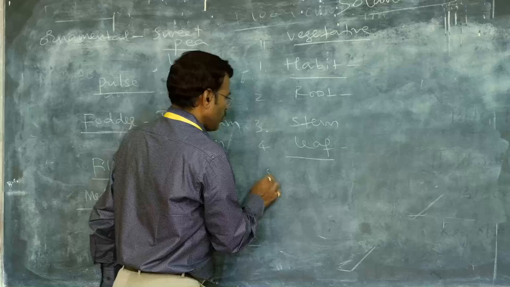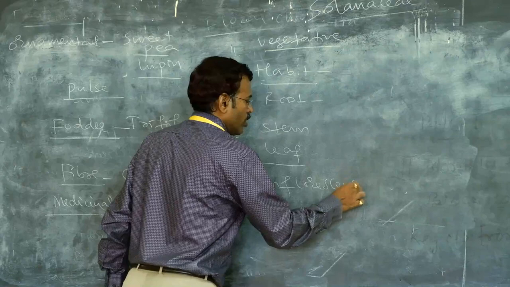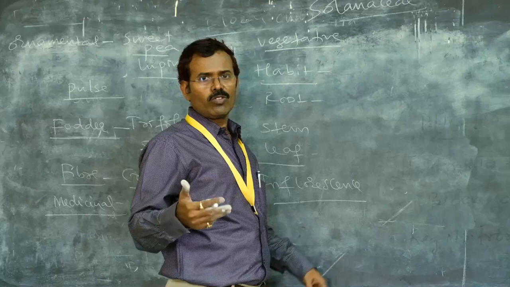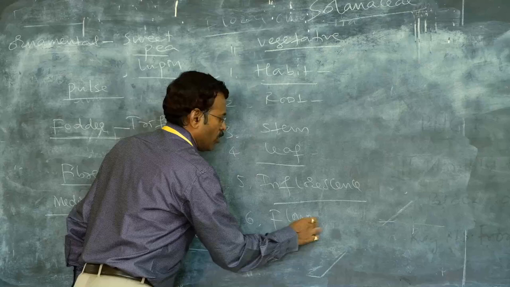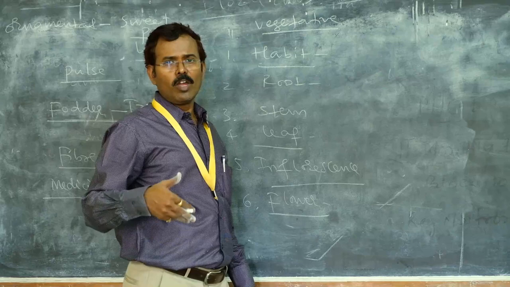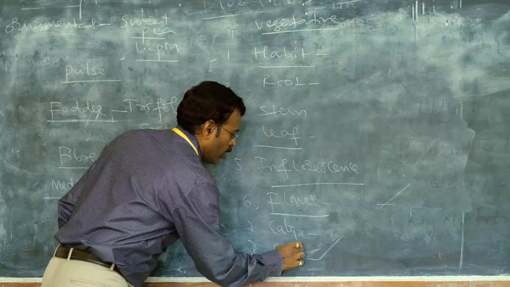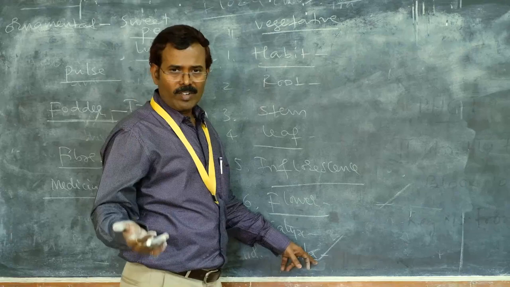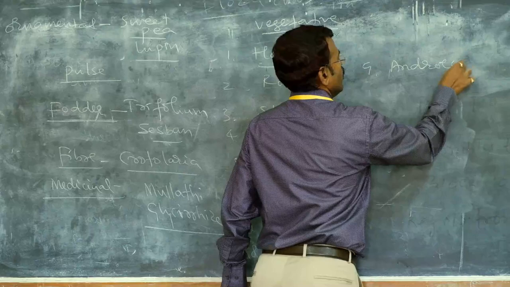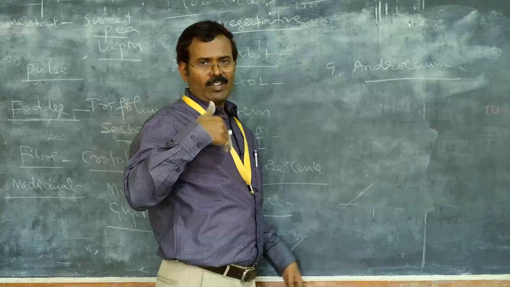Then in floral characters you have inflorescence. In case of inflorescence, we have mainly solitary, axillary or cymose inflorescence. Then flowers are actinomorphic, bisexual, complete, hypogynous, pentamerous flowers. Then calyx, sepals are 5 in number, gamosepalous, valvate aestivation. Then corolla, petals are 5 in number, gamopetalous, valvate aestivation. Then androecium, stamens are 5 in number, these stamens are epipetalous, attached to the petals of the corolla, anthers dithecous.